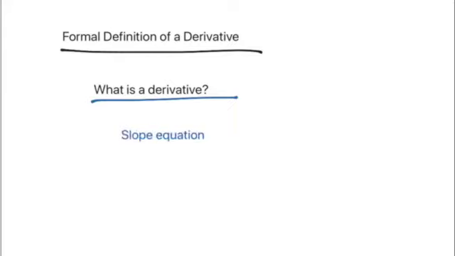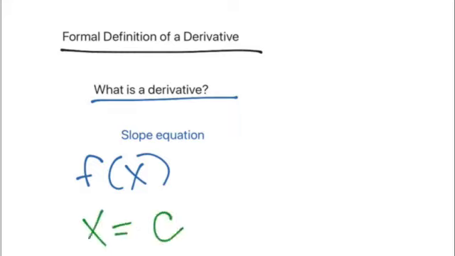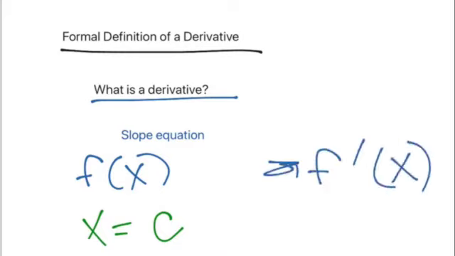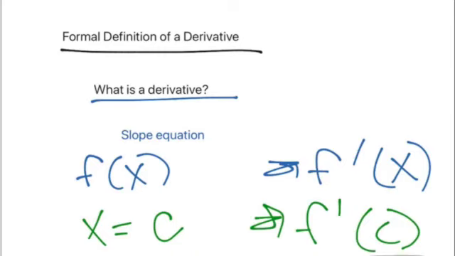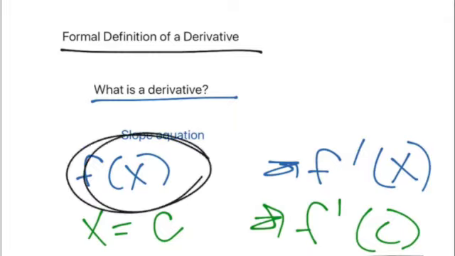So let's start off with the question, what is a derivative? Well, a derivative is essentially the slope formula of an equation. So in other words, if you have an equation, f of x, and you want to find the slope at point C, you can use the derivative written as f prime of x and find the value of f prime of c. Now this is going to give you the slope at point C on f of x.